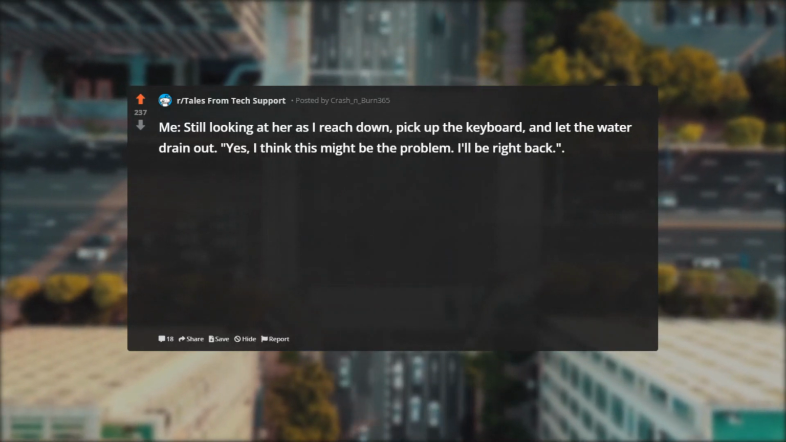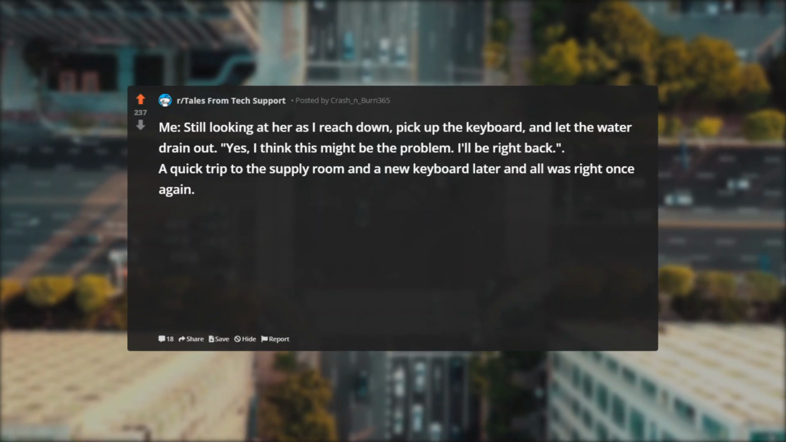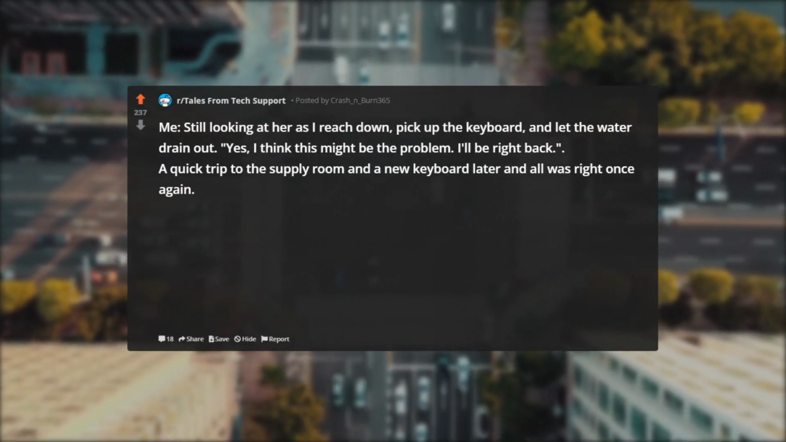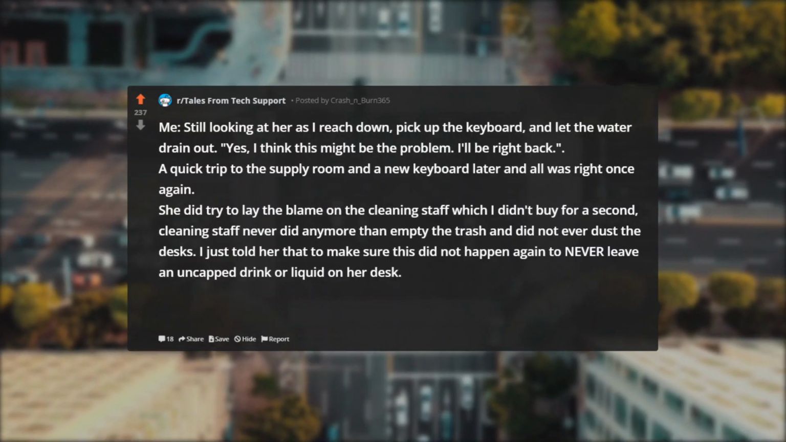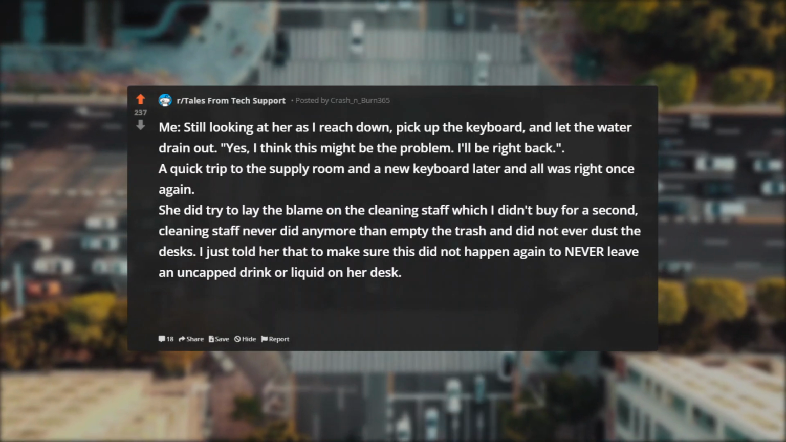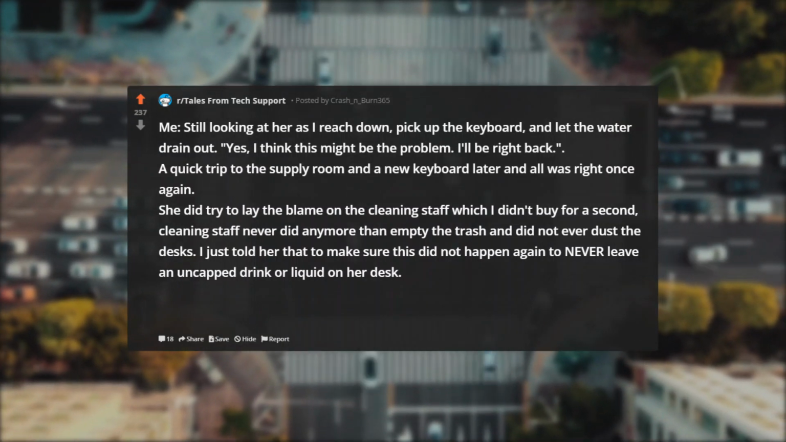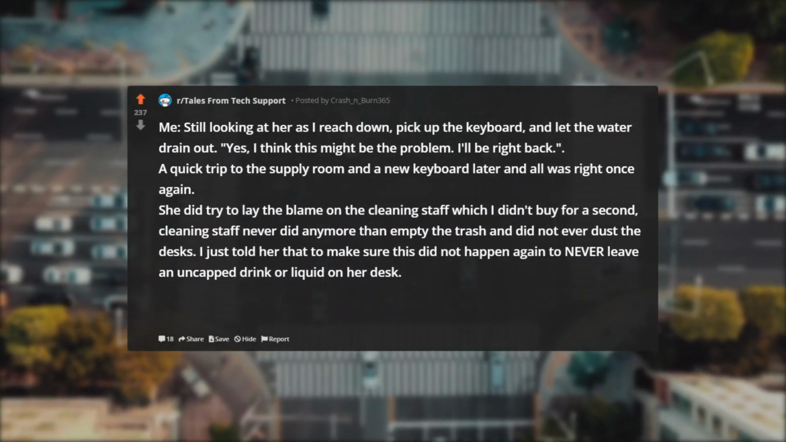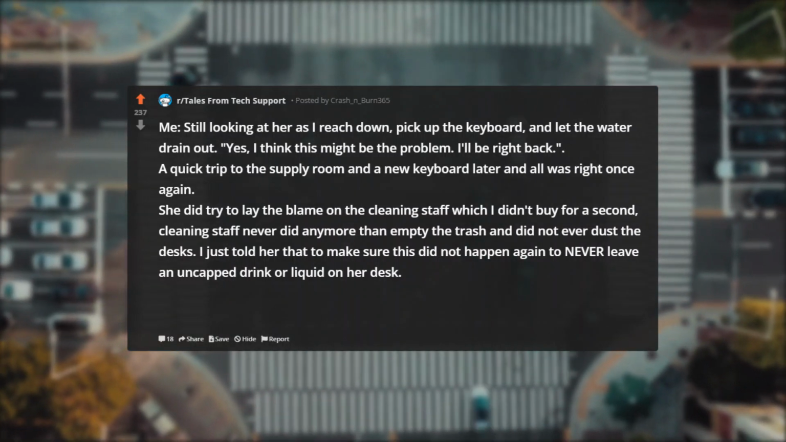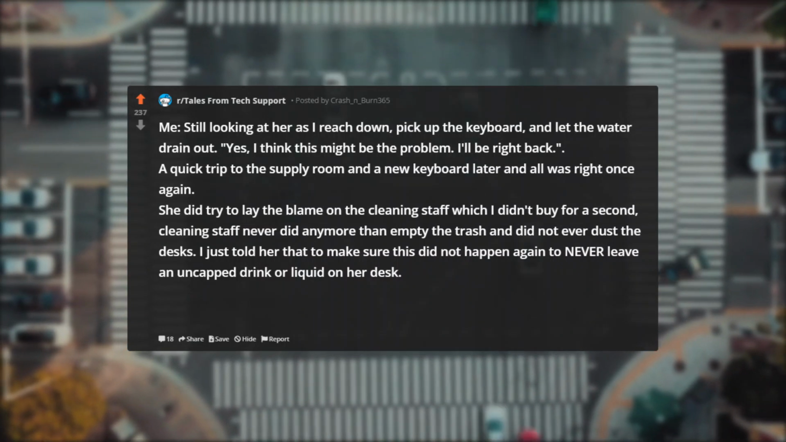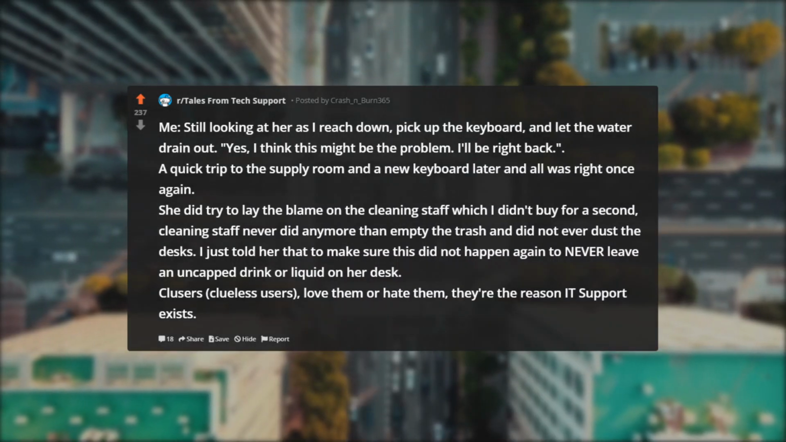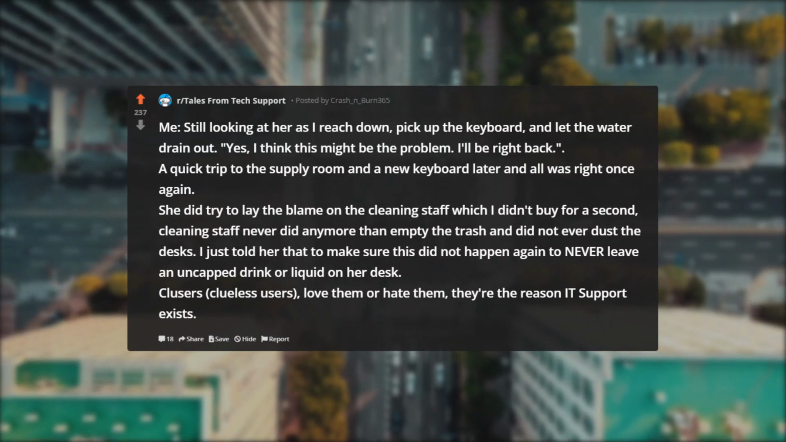I'll be right back. A quick trip to the supply room and a new keyboard later, and all was right once again. She did try to lay the blame on the cleaning staff, which I didn't buy for a second. Cleaning staff never did any more than empty the trash and did not ever dust the desks. I just told her that to make sure this did not happen again, to never leave an uncapped drink or liquid on her desk. Clueless users, love them or hate them, they're the reason IT support exists.